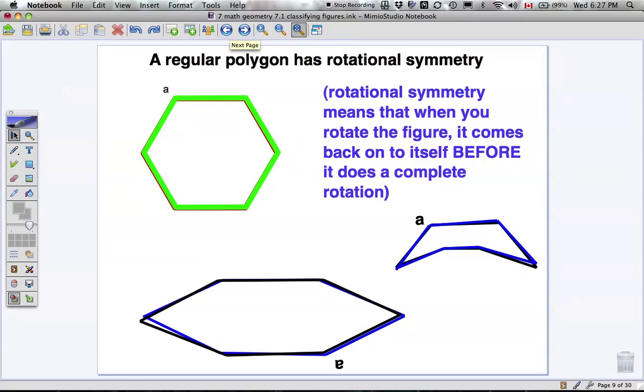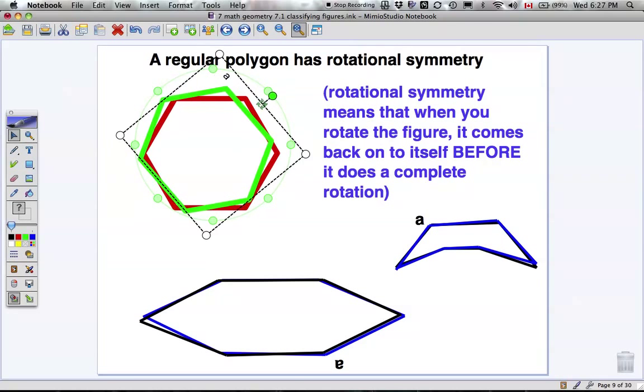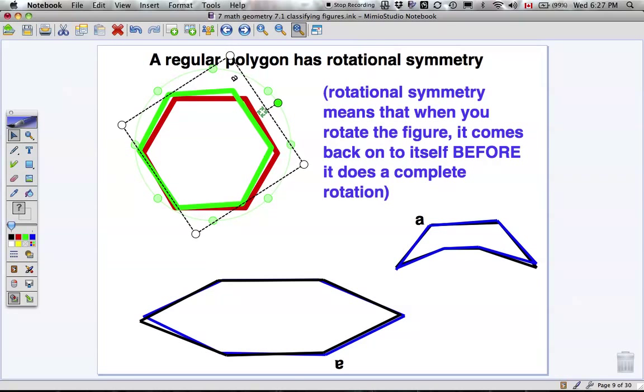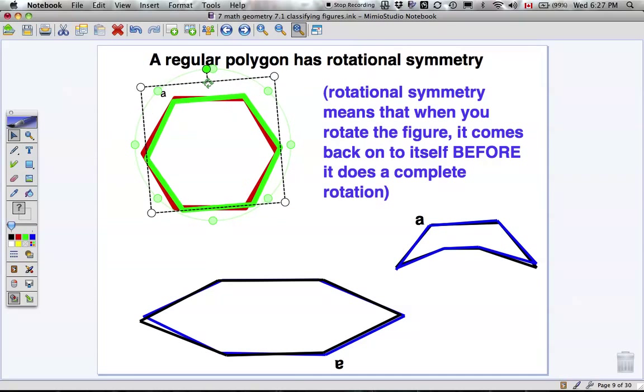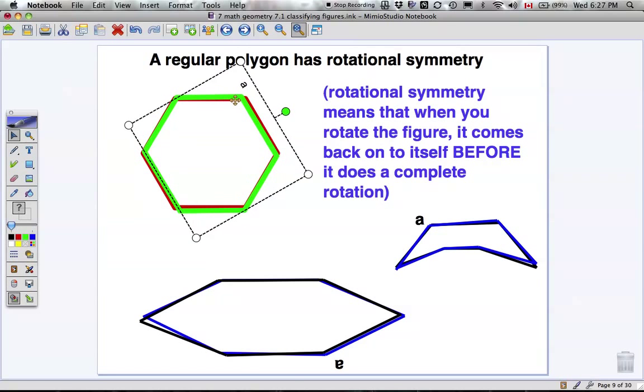Regular polygons also have rotational symmetry. So we'll start off with this hexagon right here. What this means is, as I rotate it, it will come back onto itself. And it's easier to show you than to describe that. So we started right here. I rotate it, and watch what happens. I can put it back on, and it meets up perfectly with the, well, almost perfectly. It's my drawing that's not perfect.